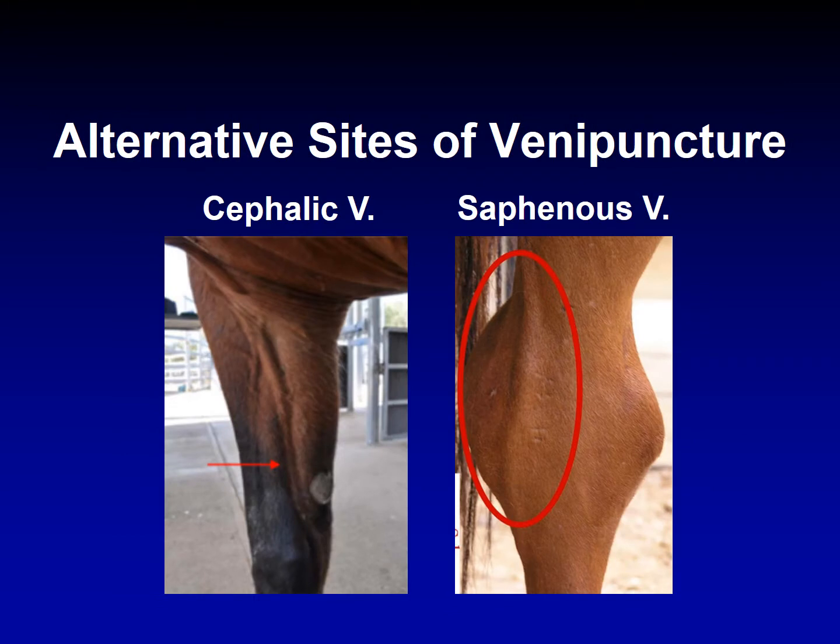These are the cephalic vein on the left-hand side picture. You can see it between the radius and the ulna on the medial side of the forelimb, on the arm basically, and then on the medial aspect of the distal tibia, you will see the saphenous vein. It's a huge vein, and you can utilize both the saphenous and the cephalic to draw blood, and sometimes even to place catheters.